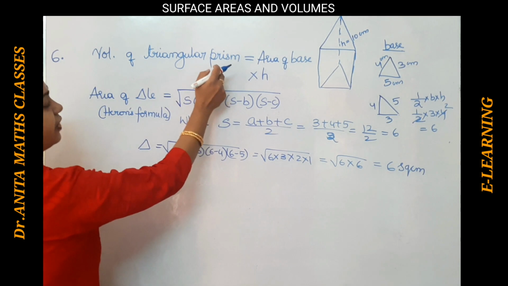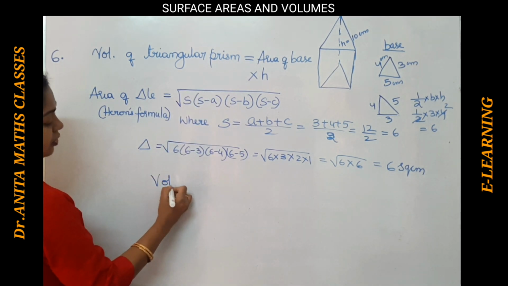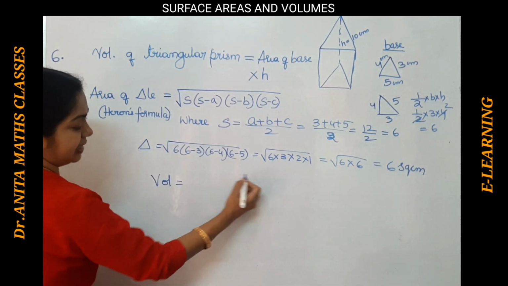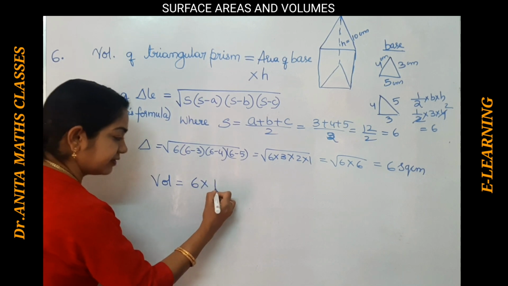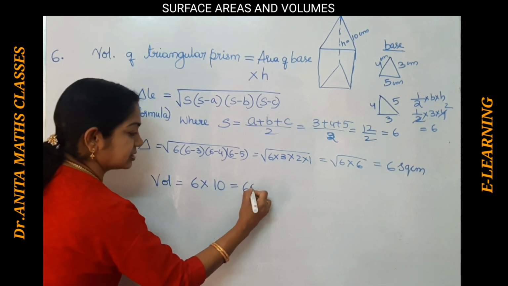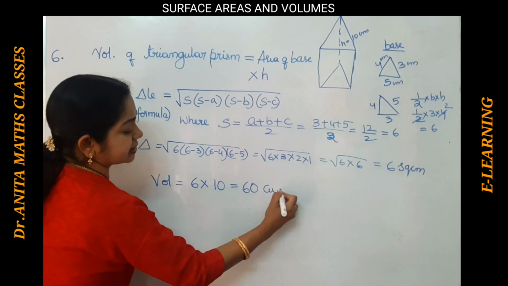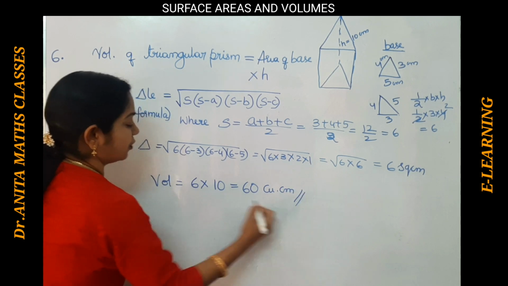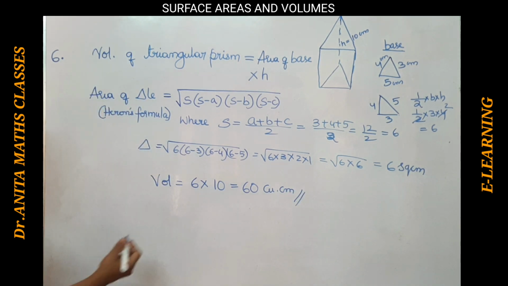Now we have to find the volume, isn't it? So volume is area of the base, which is 6, into height, given as 10. So 60 cubic centimeters is the volume of the prism. Please pause it and note it down.